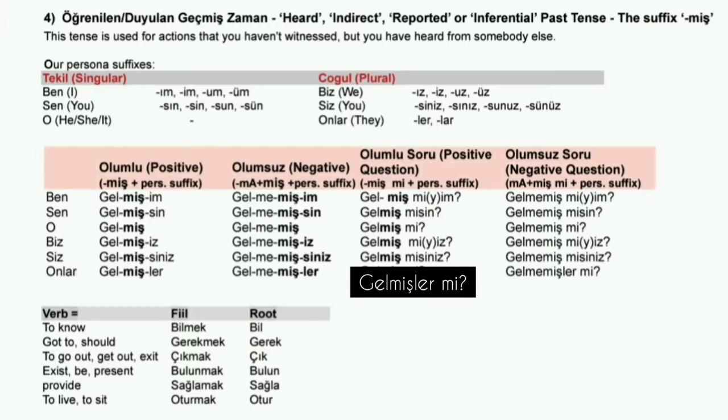Negative sentence. Let's continue with the negative version of this verb. Olumsuz, we call it. So we are adding our me/ma, the suffix for making it negative, and miş for the tense, and the personal suffix. Gelmemişim. When you say it quickly, gelmemişim. You can slow down the video and listen to how I am saying it as well. YouTube has all these functions.